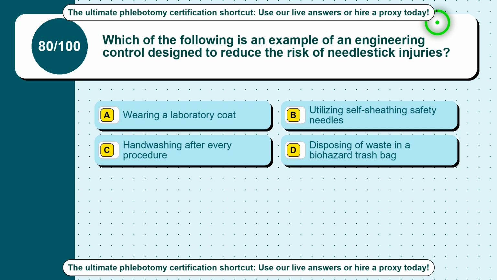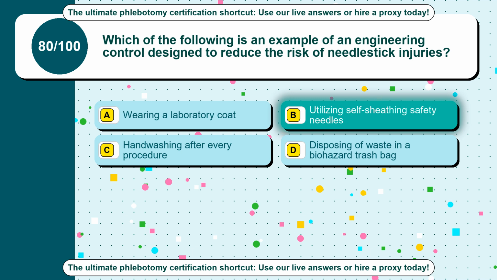Question 80. Which of the following is an example of an engineering control designed to reduce the risk of needle stick injuries? Option A, wearing a laboratory coat. Option B, utilizing self-sheathing safety needles. Option C, hand washing after every procedure. Option D, disposing of waste in a biohazard trash bag.